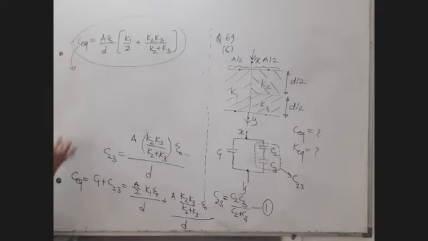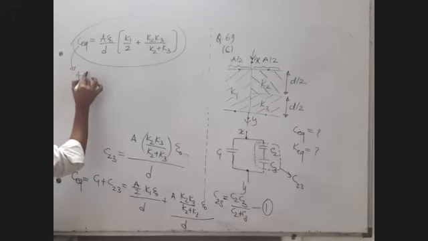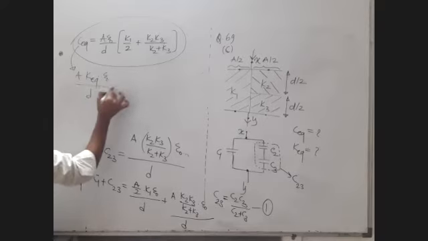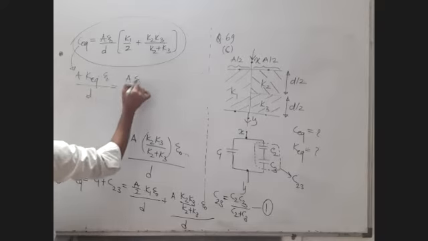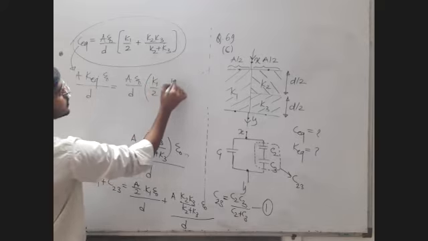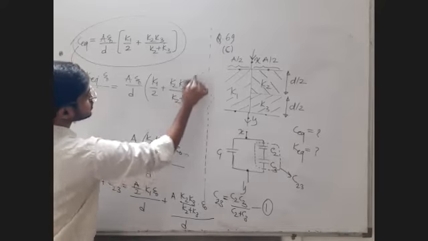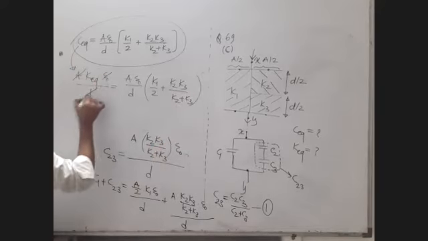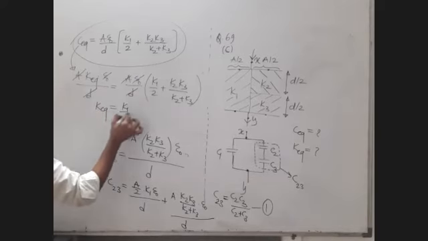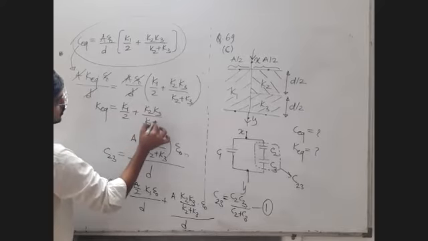And now I can find the effective dielectric constant. Instead of C equivalent I can write A K equivalent epsilon 0 upon D, equal to this value as it is, A epsilon 0 upon D into the bracket K1 upon 2 plus K2 K3 upon K2 plus K3. A epsilon 0 upon D cancels, so K equivalent is equal to K1 by 2 plus K2 K3 upon K2 plus K3.